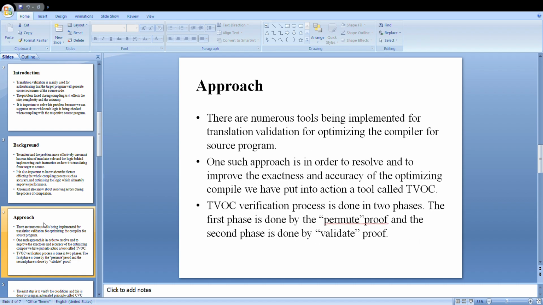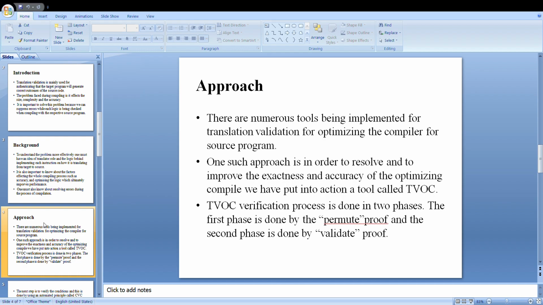there are various tools and techniques for implementing validation of translator for optimizing compilers of the source program. One such approach is that in order to resolve and to improve the exactness and accuracy of the optimizing compiler, we have implemented a tool called TVOC, which is Translation Validator for Optimizing Compiler. This technique accepts a source program as an input and a target program. These both come to the intermediate phase.